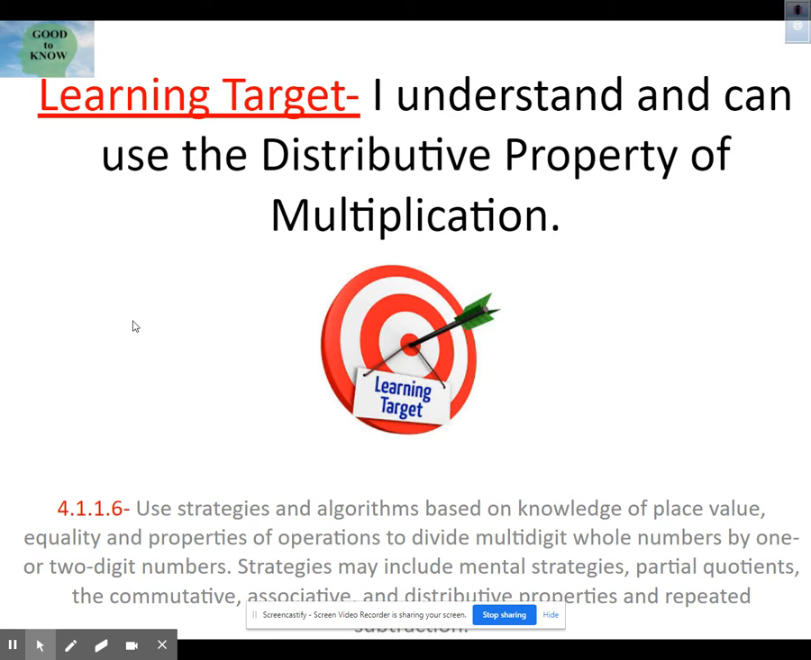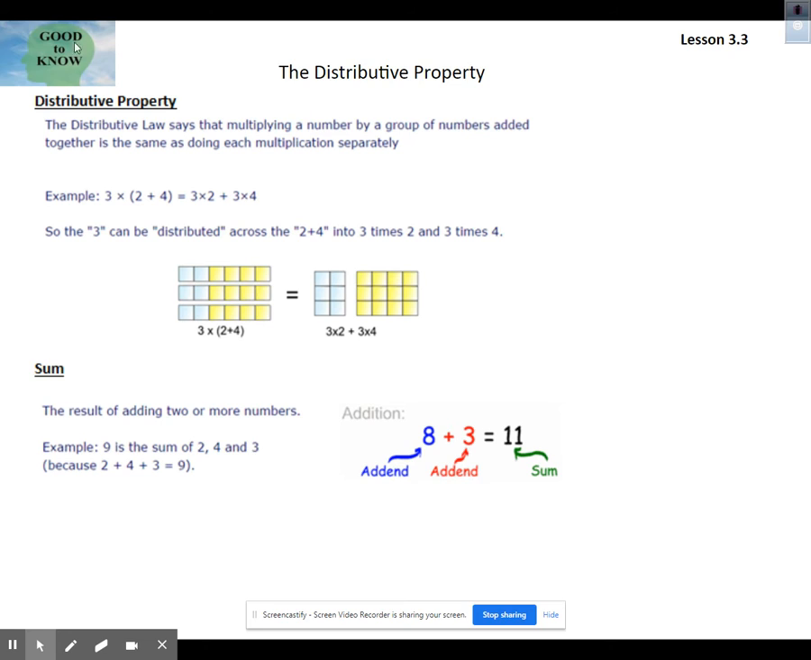Last week, after doing some estimating of the product and multiplying tens, hundreds, and thousands, we're going to go into the distributive property. This is just a good to know slide, so there's really nothing we need to do on this one. So we'll go to the next one. And this is just good to know as well.